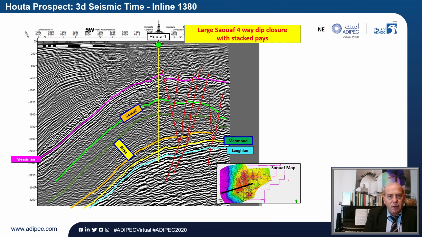So here we see a seismic section through the Houta prospect, which displays all the characteristics of our new play. And we see the mapped horizons, Birsa, Suaf, which are part of the Umduil group. And the structure is clearly defined as a four-way dip closure with stacked pays in the different levels of the Umduil group.